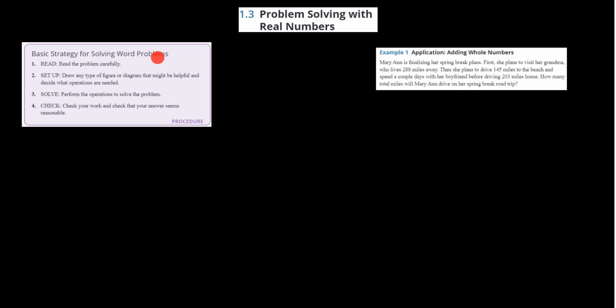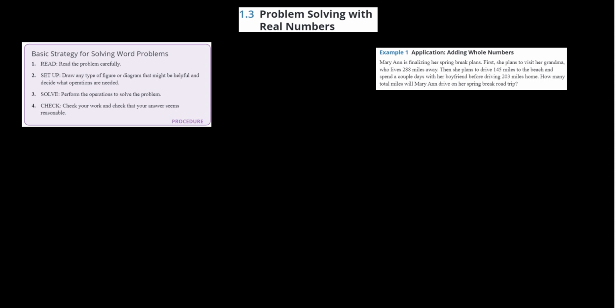So the best strategy for solving word problems: we're going to read the problem carefully. That seems pretty easy, right? We're going to set up, draw any type of figure or diagram that might be helpful, and decide what operations are needed. Then we're going to solve the problem. Then we're going to check the problem. To be honest with you, this strategy is kind of useless. You do that anyways, with everything. You do that when you post something on Facebook, right? Don't tell the authors I said that. But anyways, let's go ahead.